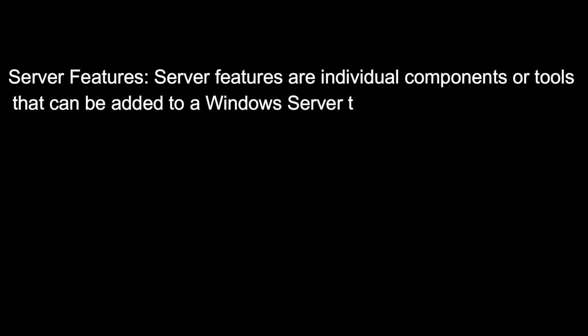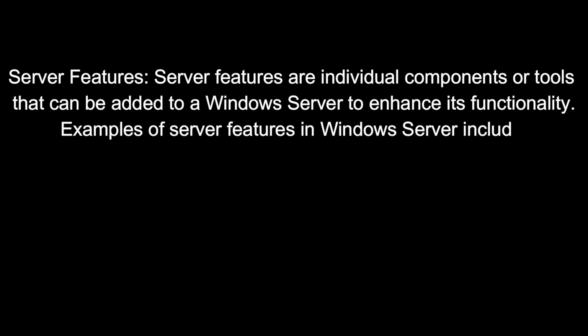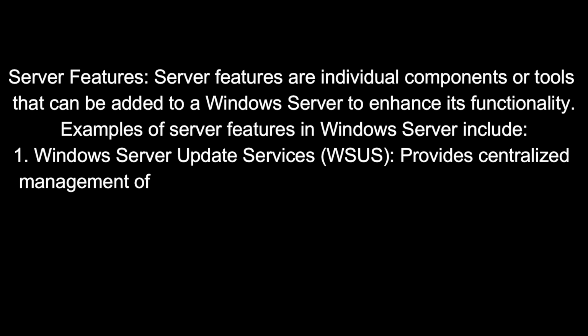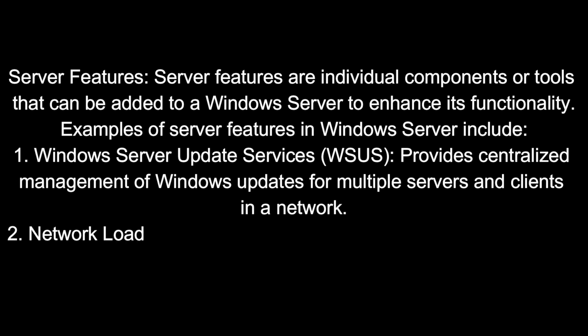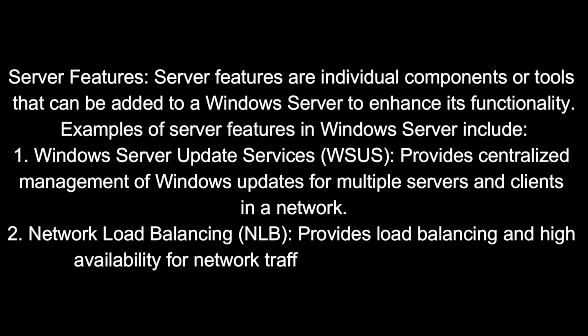Server features are individual components or tools that can be added to a Windows Server to enhance its functionality. Examples of server features in Windows Server include: 1. Windows Server Update Services, WSUS, provides centralized management of Windows updates for multiple servers and clients in a network. 2. Network Load Balancing, NLB, provides load balancing and high availability for network traffic across multiple servers. 3. Windows failover clustering provides high availability and fault tolerance for applications and services by creating a cluster of servers.